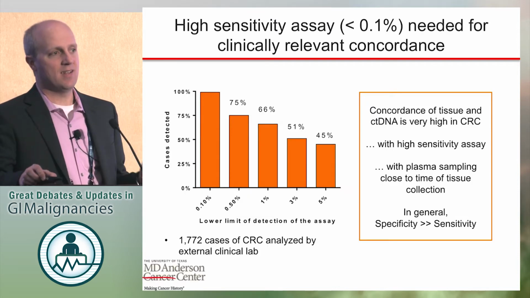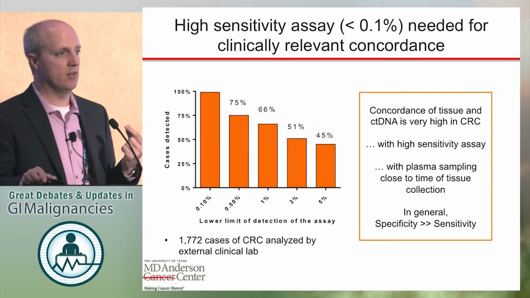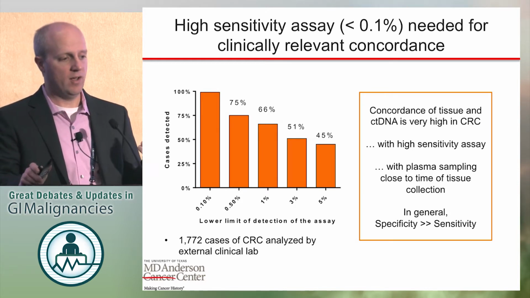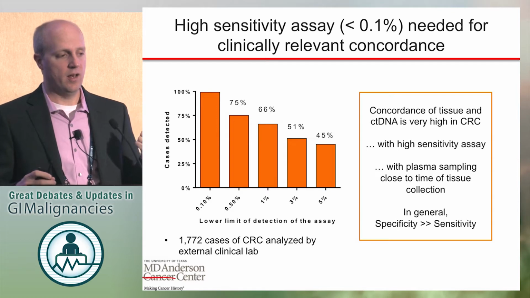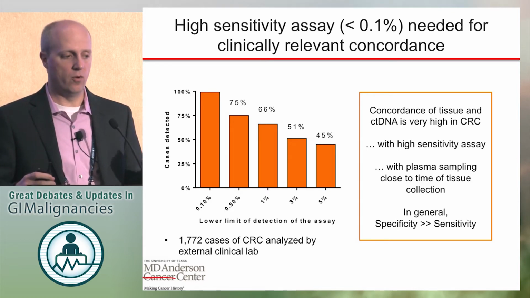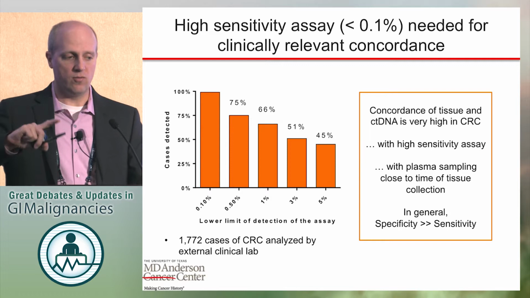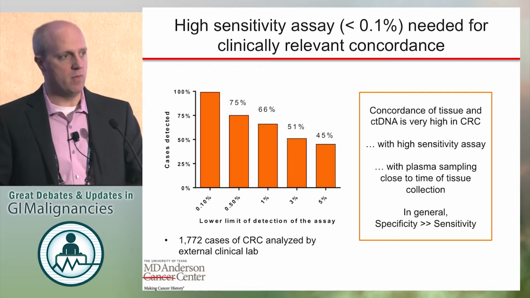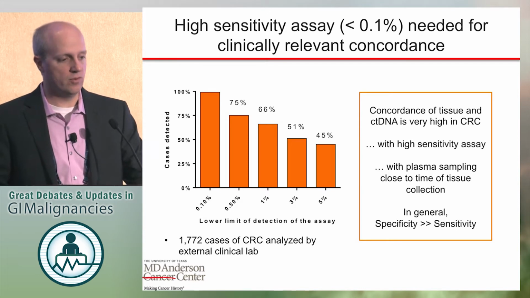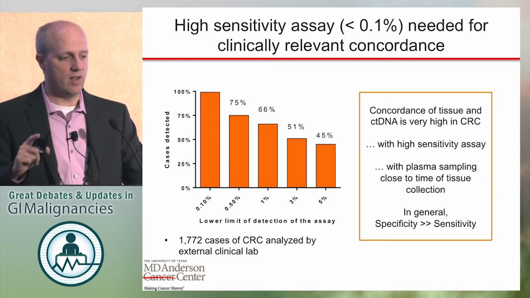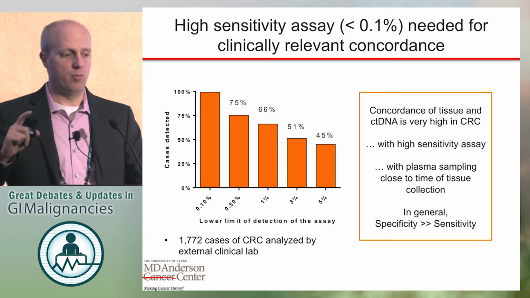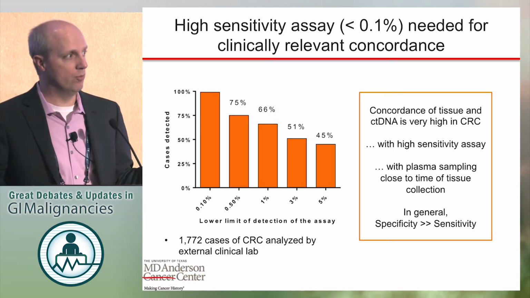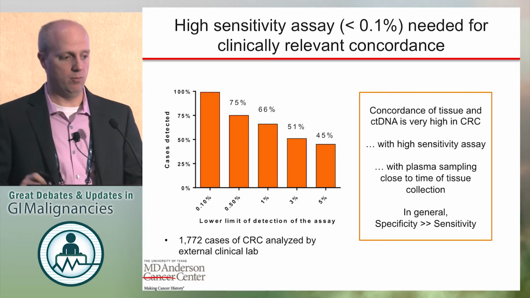Now, you need the right test when you're doing this, and I think this is important when you're doing this for genotyping, that you have to have an assay that has a high sensitivity in order to detect this. The concordance of tissue and the circulating tumor DNA is very high, and there are now many series that have shown this. As long as you have a high sensitivity assay with plasma that's sampled close to the time of tissue collection, you can have discordance that's true because the biology drifts, for example.